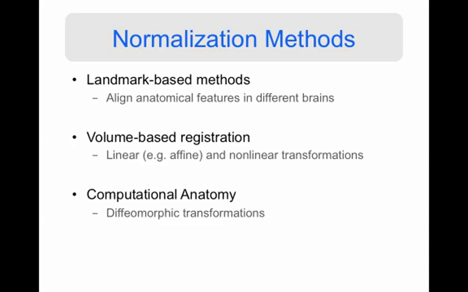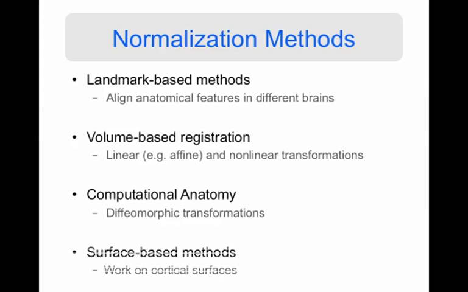There are also computational anatomy approaches, and here you do diffeomorphic transformation. These are very mathematically rigorous types of methods, and they're currently beyond the scope of this class. Finally, there are surface-based methods where we work on cortical surfaces. Basically, you try to map two cortical surfaces onto each other.